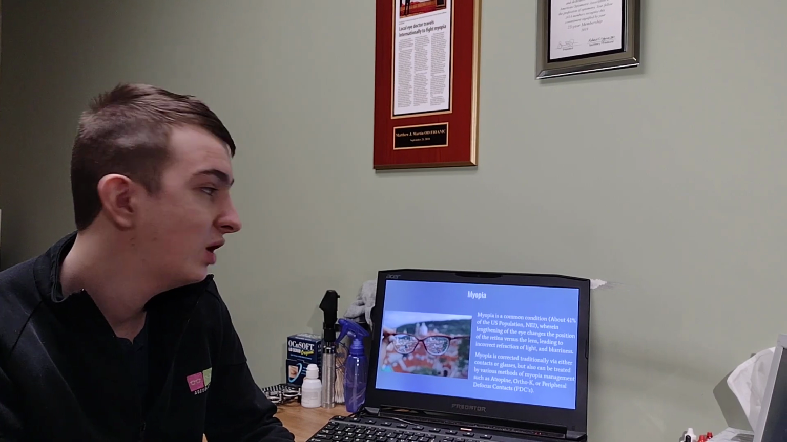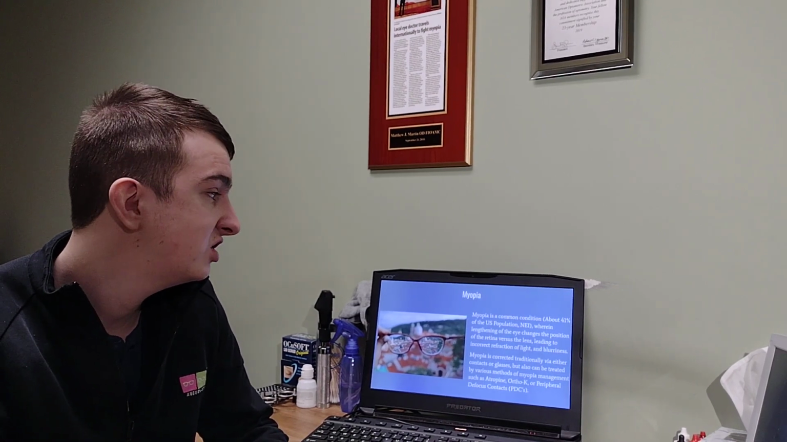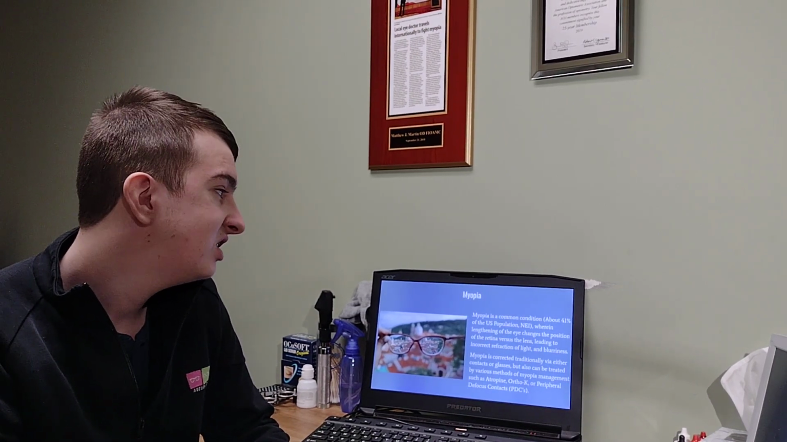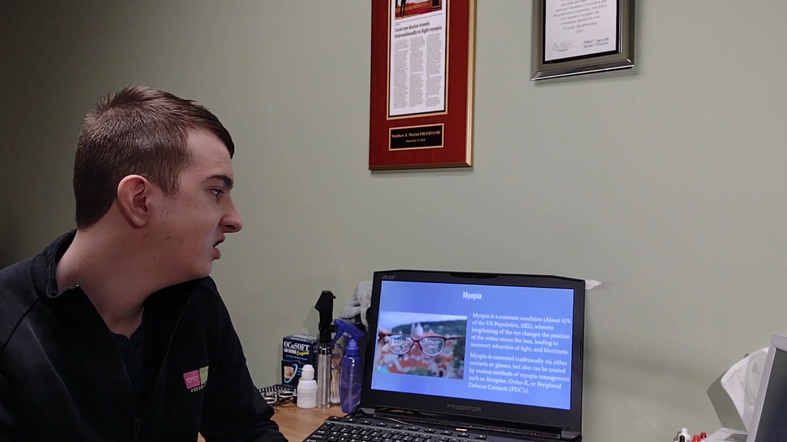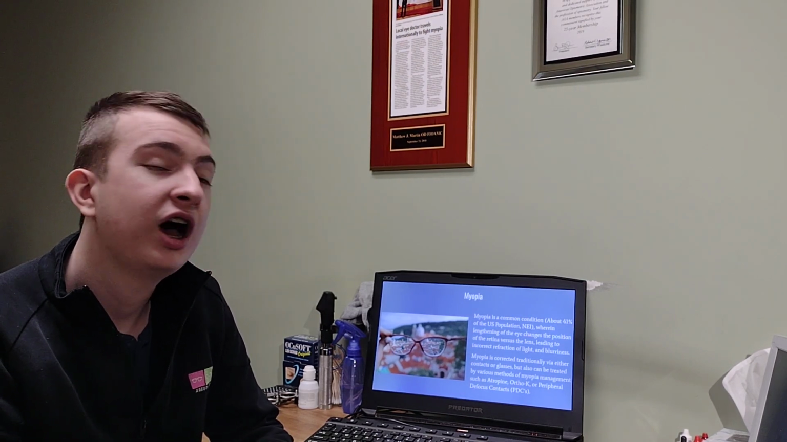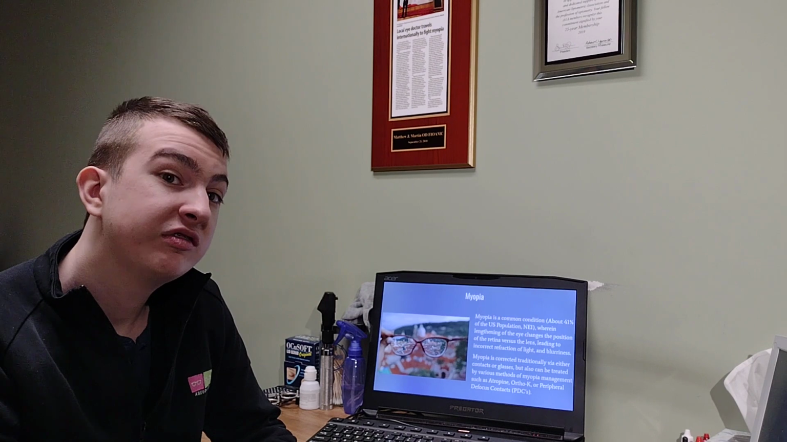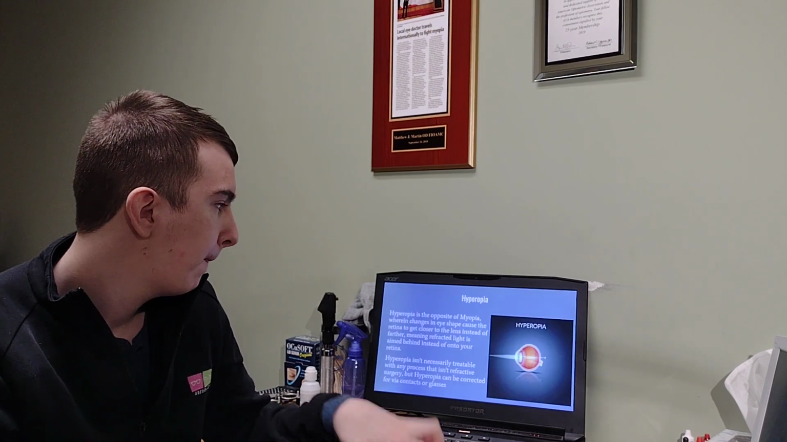Myopia is a relatively common condition. In fact, it is common within about 41% of the U.S. population, according to the National Eye Institute, wherein lengthening of the eye changes the position of the retina versus the lens, leading to incorrect refraction of light and blurriness. Myopia is corrected traditionally via either glasses or contact lenses, but can also be treated via various forms of myopia management, such as atropine, orthokeratology, or peripheral defocus contact lenses.